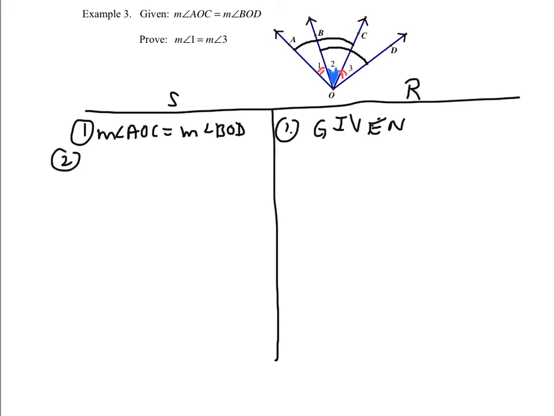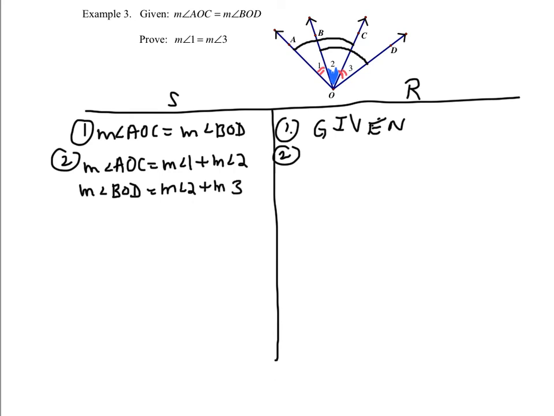In step 2, let's say what the measure of angle AOC is made up of. The measure of angle AOC is formed by adding the measure of angle 1 plus the measure of angle 2. And we're going to do the same thing for the measure of angle BOD, and say that the measure of angle BOD is equal to the measure of angle 2 plus the measure of angle 3. We can put those two together because the reason for that to be true is that those two are examples of the angle addition postulate.